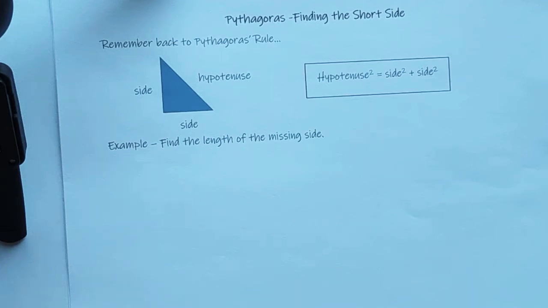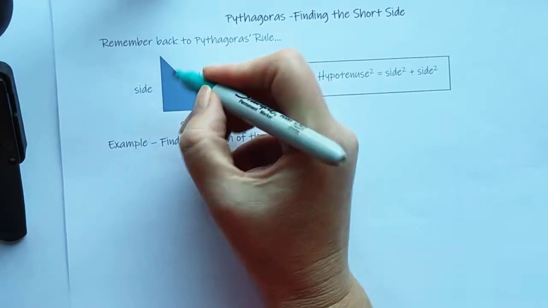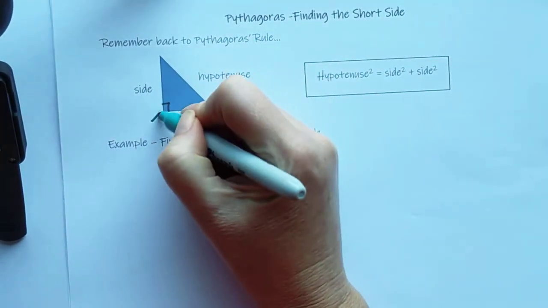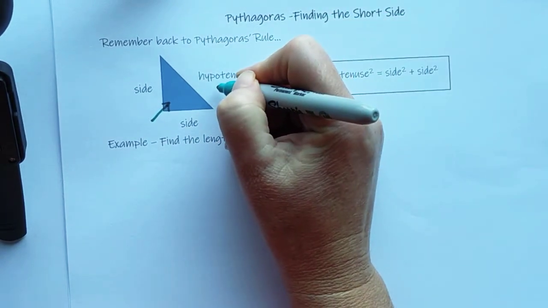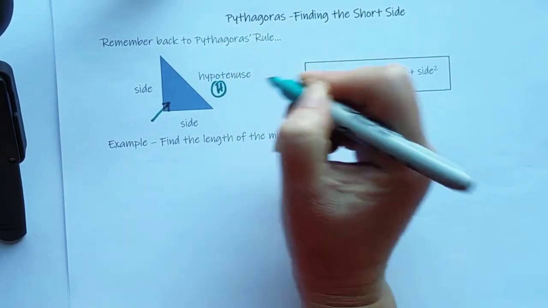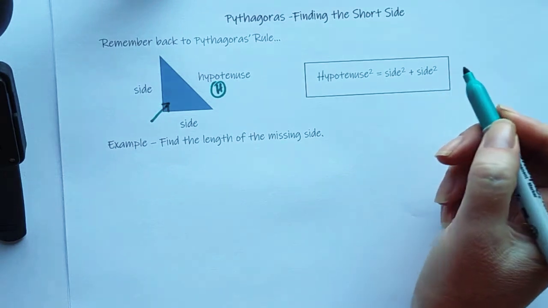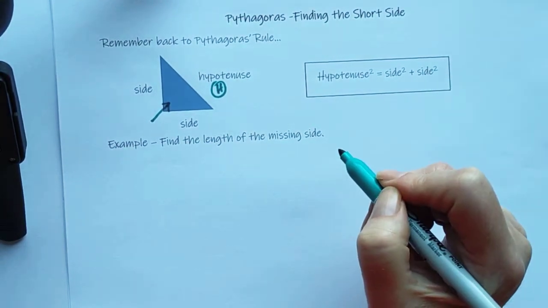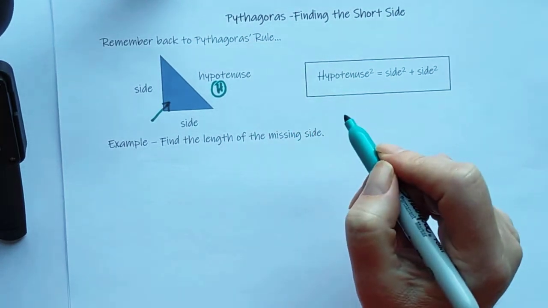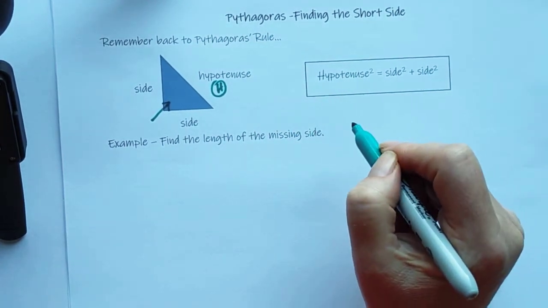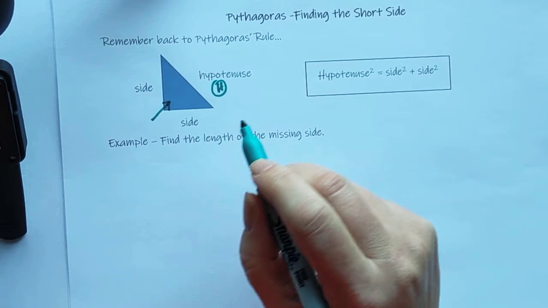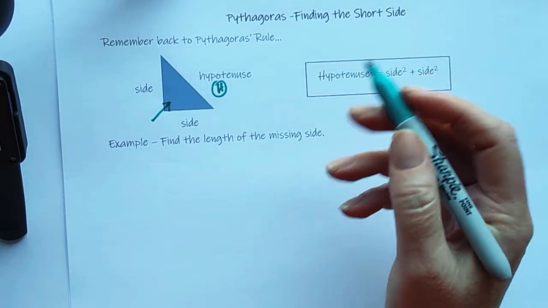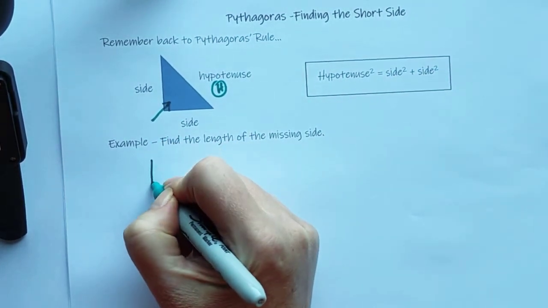Everyone, today we're going to be using Pythagoras to find the short side of a triangle. So if we've got a right angled triangle, the side across from the right angle is always our hypotenuse, and we use our rule for Pythagoras, hypotenuse squared equals side squared plus side squared, and we'll be able to find our length of the missing side. You need to make sure you always write the rule down and you substitute in the right spots, and then you'll be able to make sure you get the right answer.